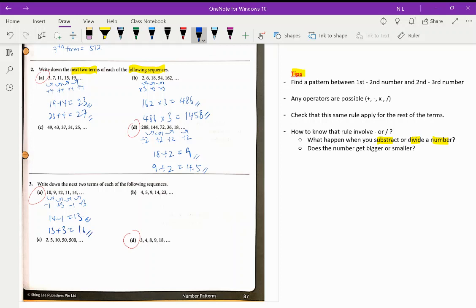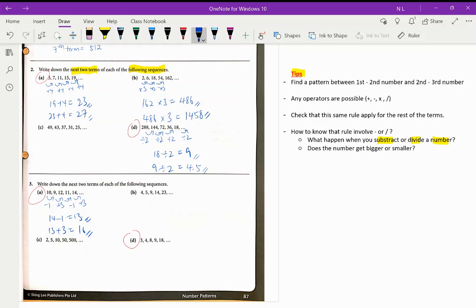So sometimes your number patterns can be a little bit complex. That means it can have more than one rule being applied to the number sequence. So in question 2, all the number patterns only consist of one single rule. For example, 2a is plus 4 all the way, 2b is times 3 all the way, and part D is all divide. But for 3a, it's a combination of minus and plus. So this is also possible.